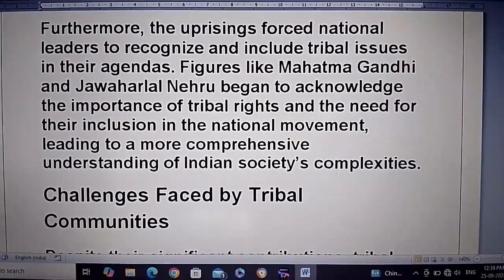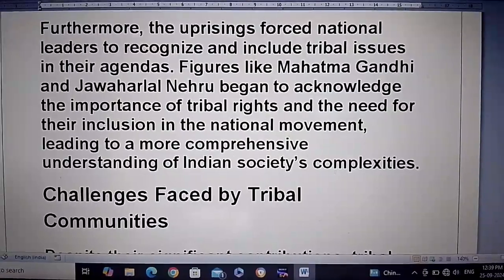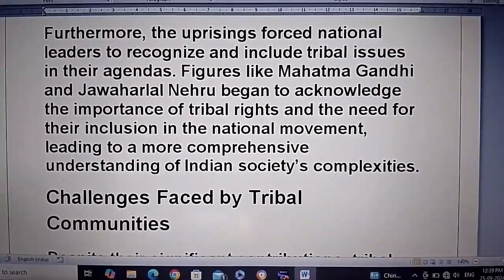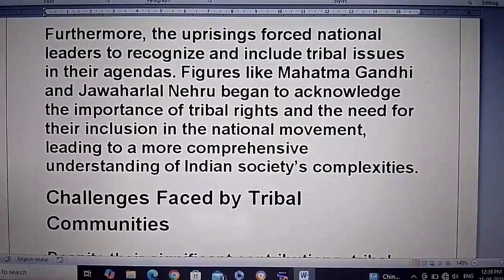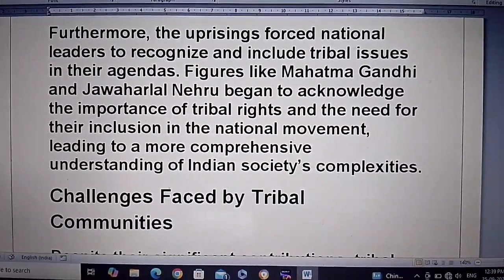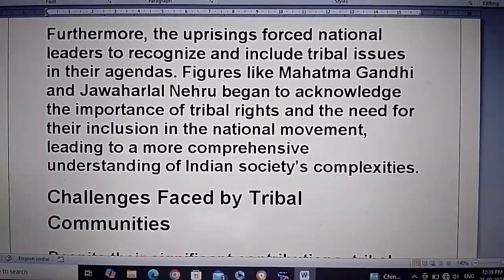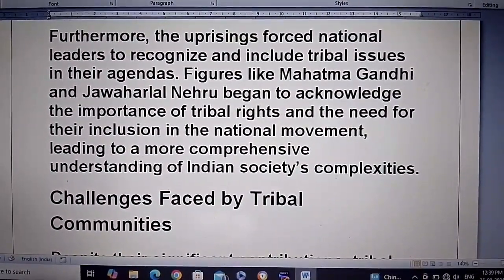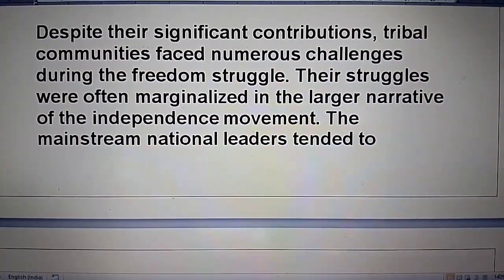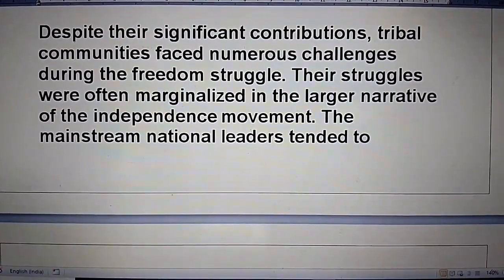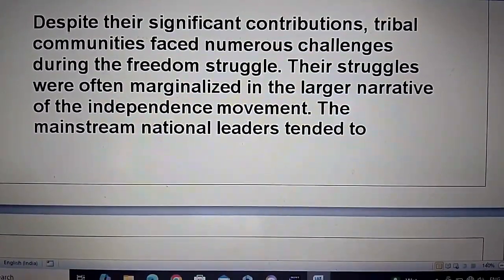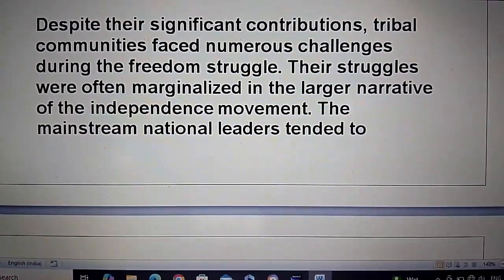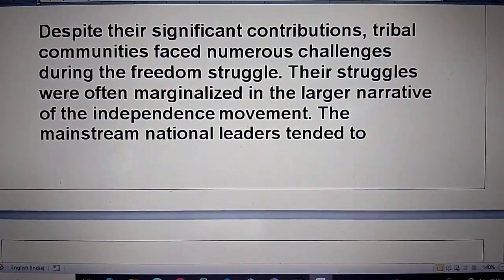Figures like Mahatma Gandhi and Jawaharlal Nehru began to acknowledge the importance of tribal rights and the need for their inclusion in the national movement, leading to a more comprehensive understanding of Indian society's complexities. Challenges faced by tribal communities. Despite their significant contributions, tribal communities faced numerous challenges during the freedom struggle. Their struggles were often marginalized in the larger narrative of the independence movement.